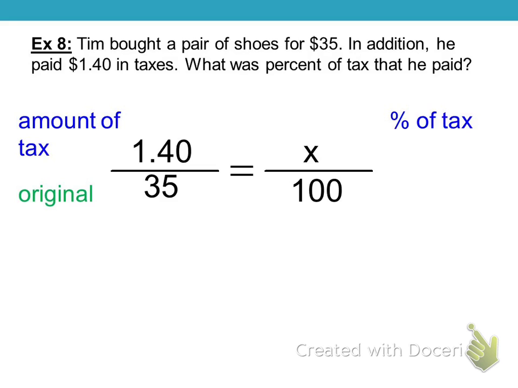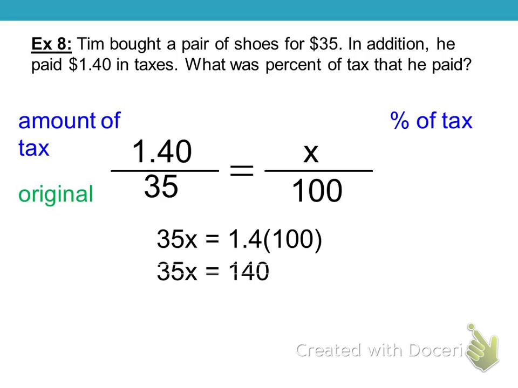All right, cross multiply. Again, multiplying by the 100 here just causes the double jump. So what we need to do is 140 divided by 35. And you get 4. So this was a 4% sales tax. That is pretty good for sales tax.